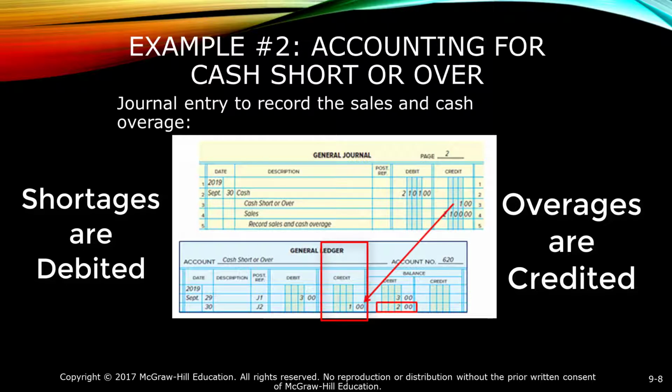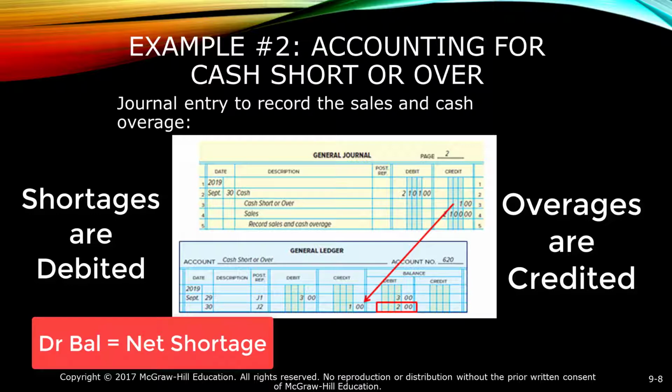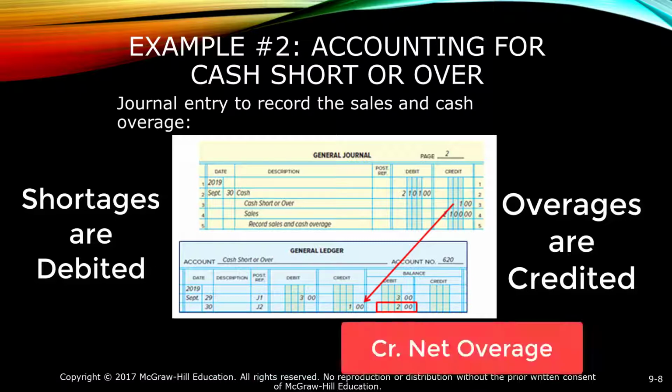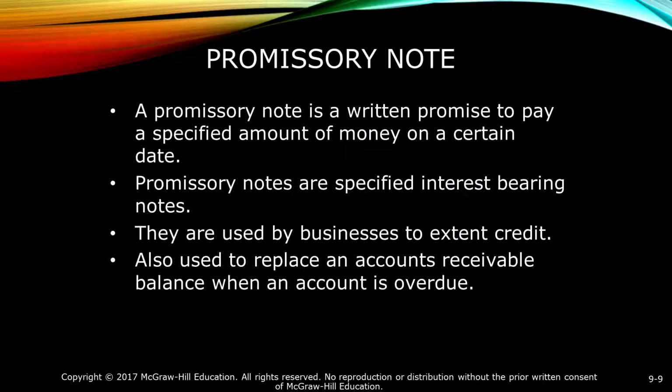At any given point in time, the ledger is tracking the balance. In this case, as in most cases, the balance sitting in that general ledger account is a debit, which indicates a net shortage. Shortages are lumped together with other miscellaneous expenses on the income statement. In the rare case of a net credit balance, that would indicate a net overage, and that would be lumped together with miscellaneous revenues on the income statement.